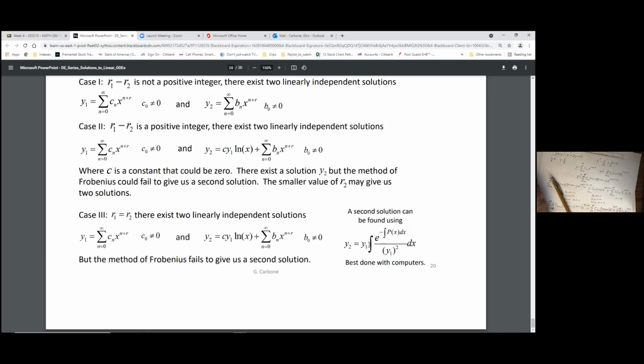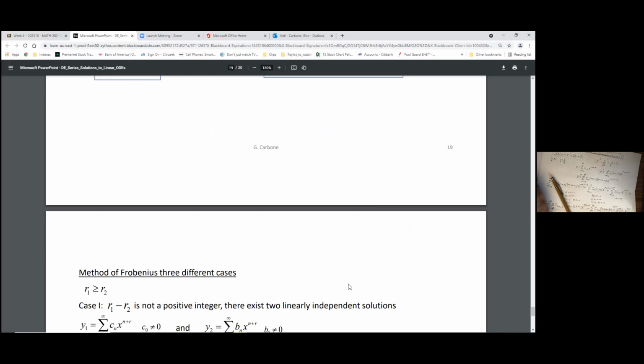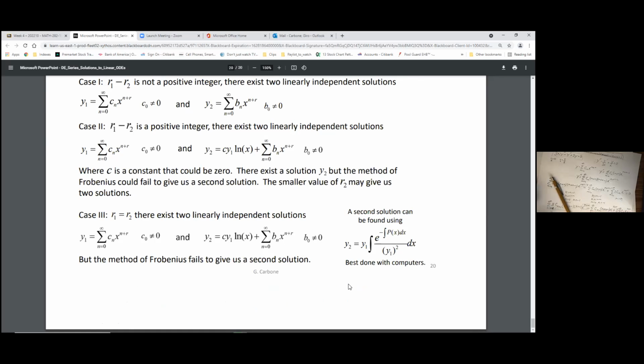Your book may actually say it can best be done by computers, but talks about this. Any questions? Because I think I'm done with power series.